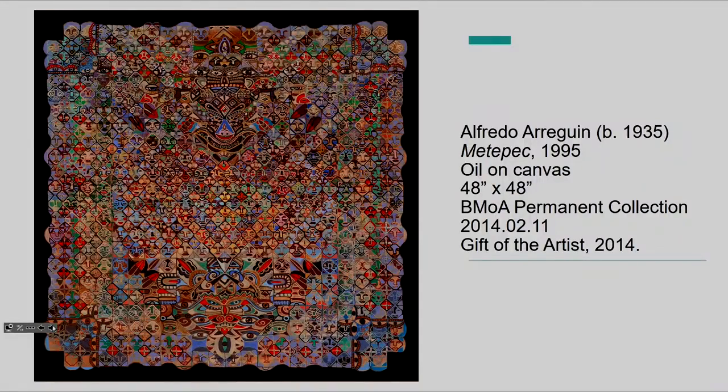Alrighty, so now we're going to be highlighting one work from our permanent collection that uses tessellations in a similar way. This is the piece, Metepec. It's a painting, oil on canvas, painted in 1995 by the artist Alfredo Arreguin. So a little bit about Arreguin. He was born in 1935 in a small town named Morelia in Mexico. So he's a Mexican artist.